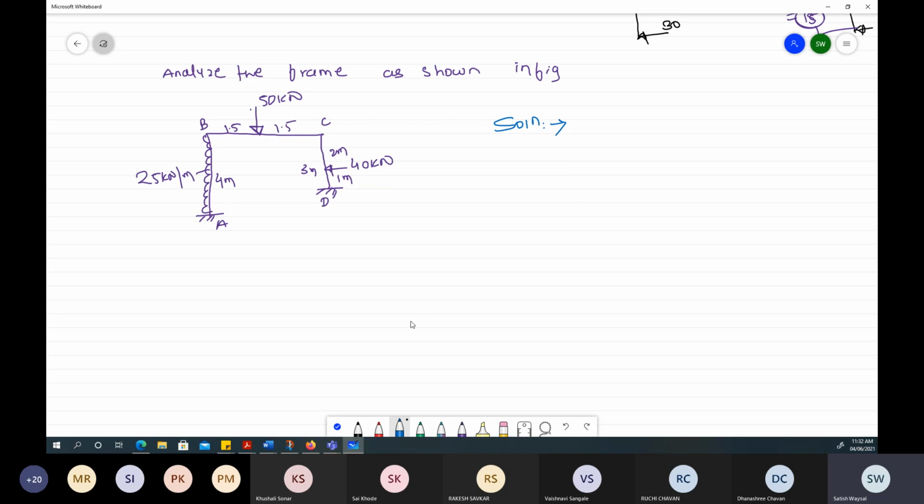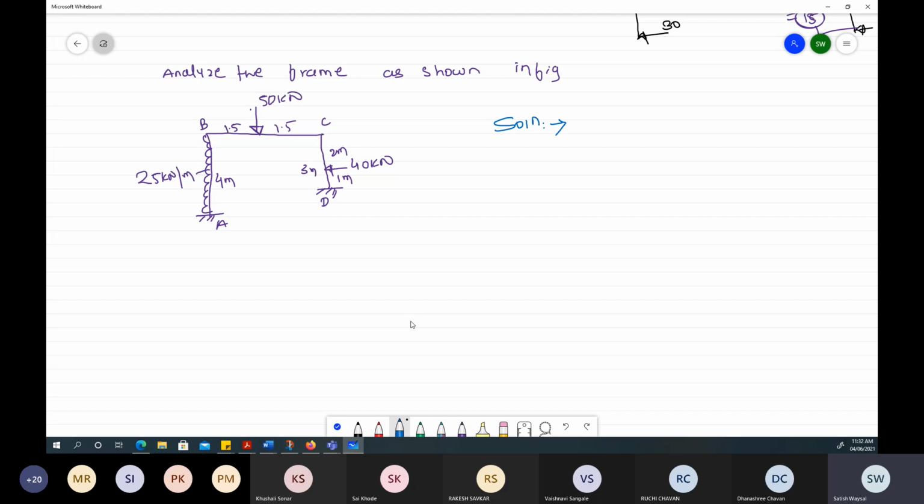So this frame we are going to analyze by using the stiffness matrix method. This is very easy. Don't look at the loading. If you think that it is difficult, then it is not possible for you to analyze. You have to divide the structure into subsequent parts. What is the process for analyzing? What is the first step? If you go stepwise, then it will be very easy for you to analyze this type of structure.